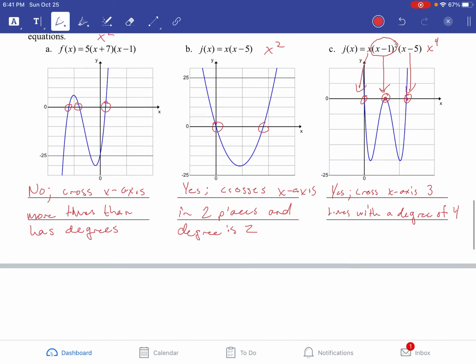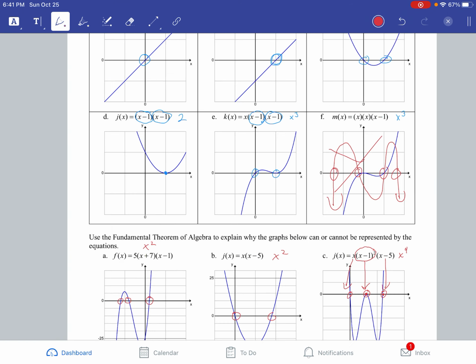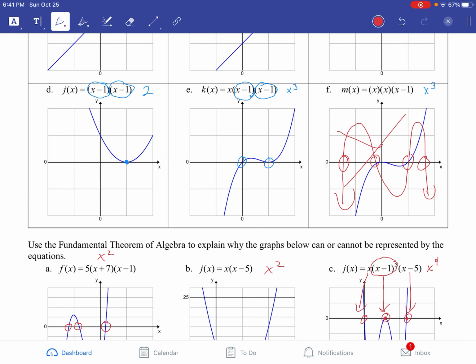So those are some ideas along with multiplicity and the fundamental theorem of algebra. Again, make sure when the practice comes that you try the practice, ask questions if you have questions, and get help if you need help.